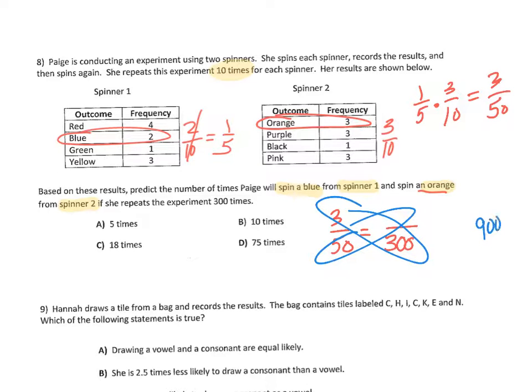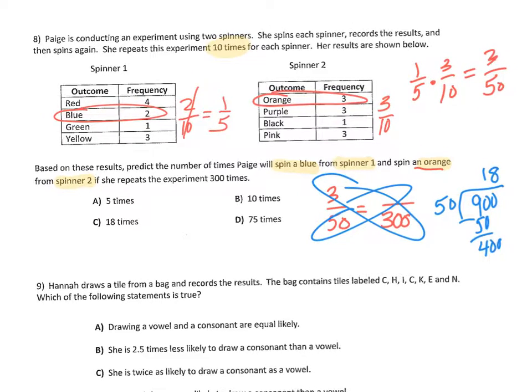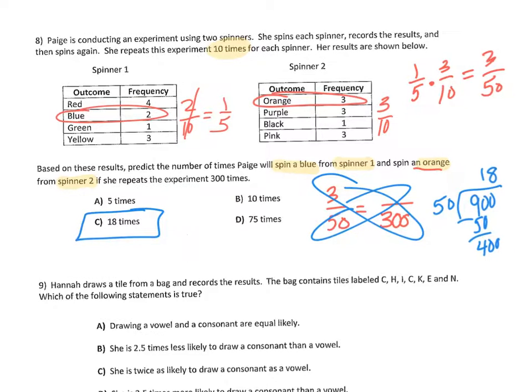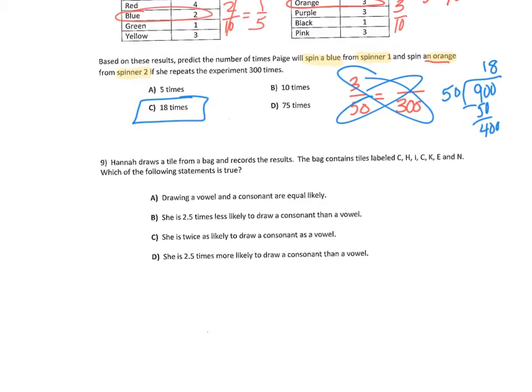300 times 3 would just be 900. So 900 divided by 50 equals 18. Good. 18 times.